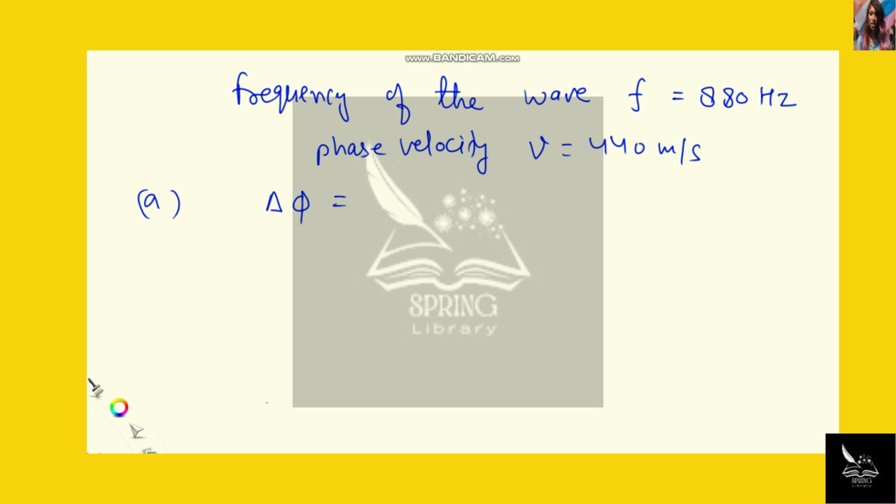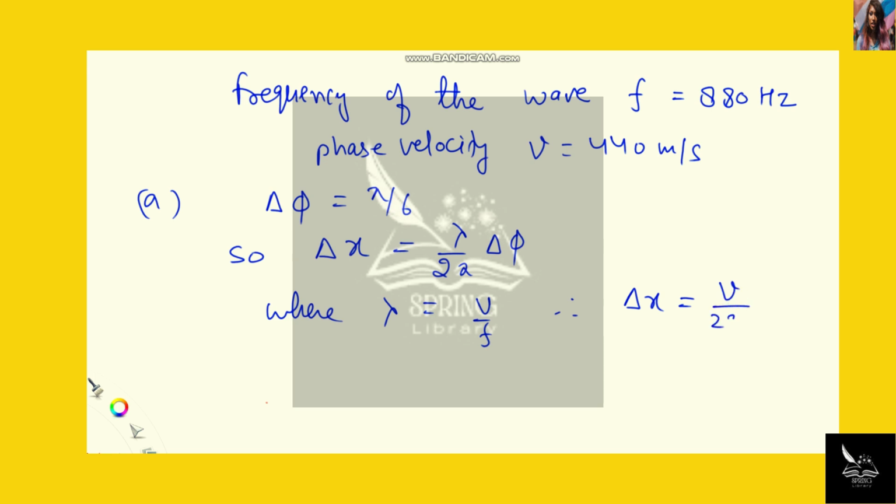Phase difference between 2 points is given as pi by 6. So path difference will be given by lambda by 2 pi multiplied by phase difference, where this wavelength will be given by v by f, where v is the wave velocity and f is its frequency. So this path difference will be given by v by 2 pi f into phase difference.